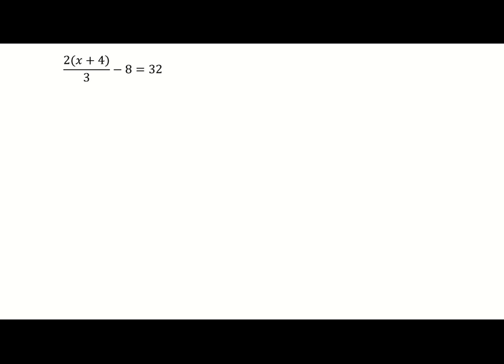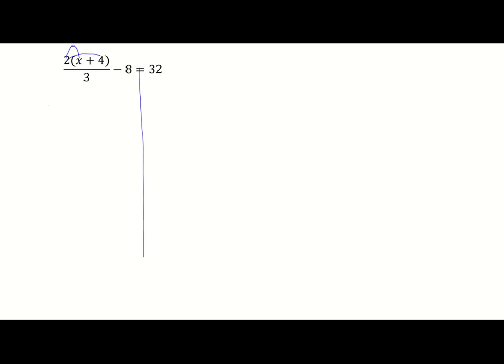Our second example is 2 times the quantity x plus 4, all divided by 3, minus 8 equals 32. I can already tell by looking at the problem it's going to be a little bit more steps than the previous example. So what we first want to do is distribute. In the numerator of the fraction, we can see that there is a set of parentheses. So we want to multiply the 2 with both the x and the 4 and simplify the numerator.